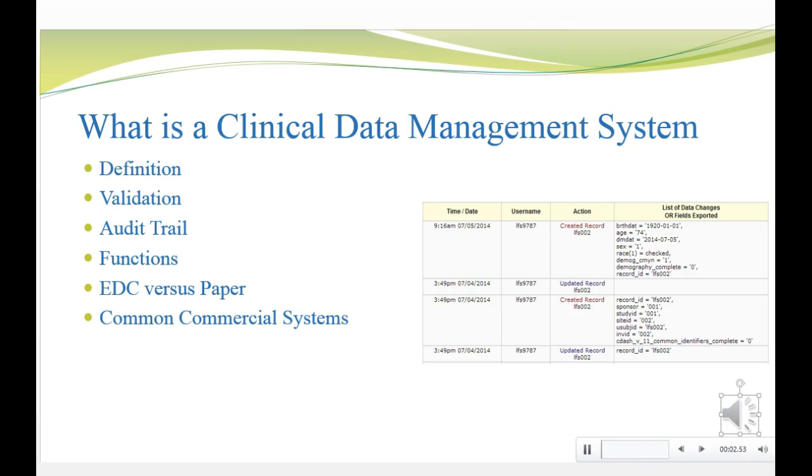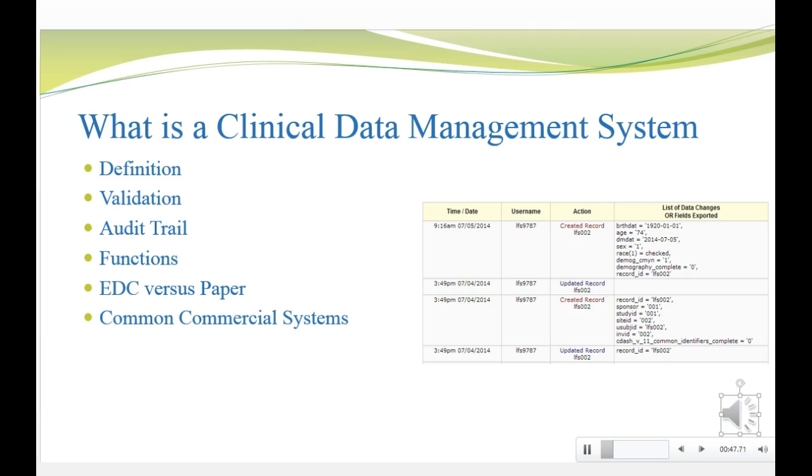Let's talk about what a clinical data management system is. You'll also see this with the acronym CDMS. So a clinical data management system, or CDMS, is simply a computer system developed for and used to manage the data produced during a clinical trial. There are two primary types of systems. One is paper-based and the other is electronic data capture, or EDC. Paper-based CDM systems are designed around the use of paper or hard copy case report forms, or CRFs. EDC systems are designed to allow direct entry into a database and don't always use a paper case report form.